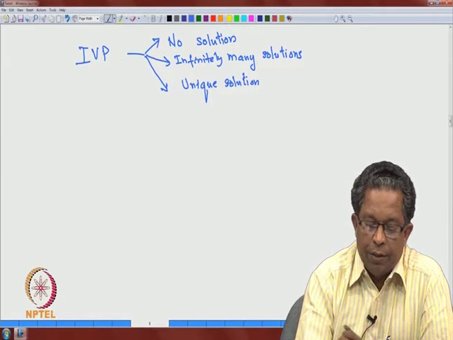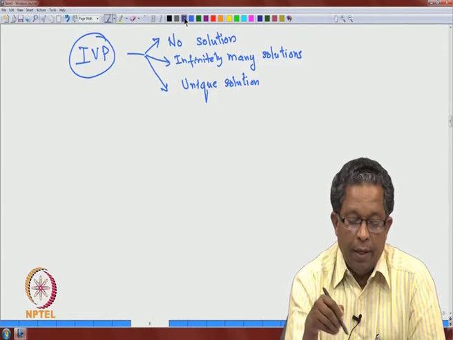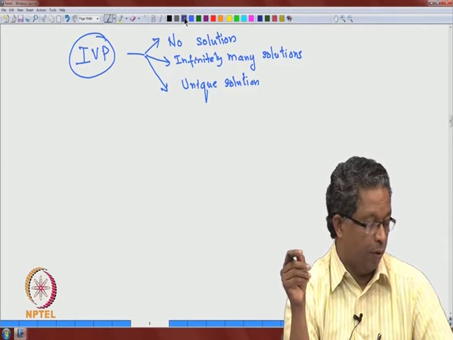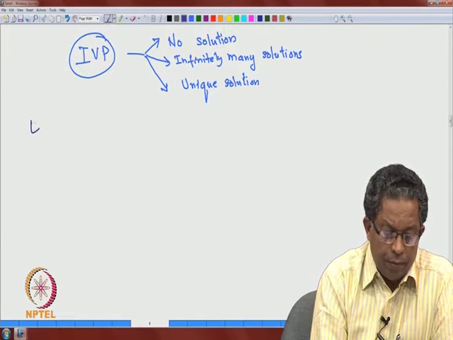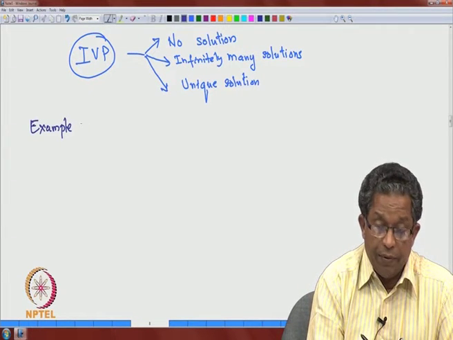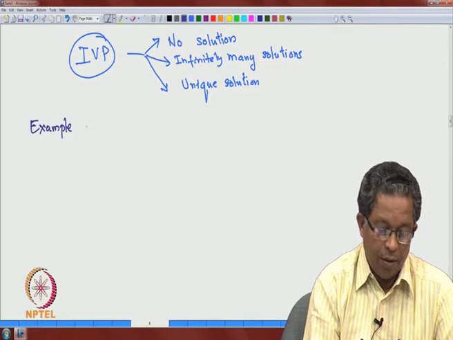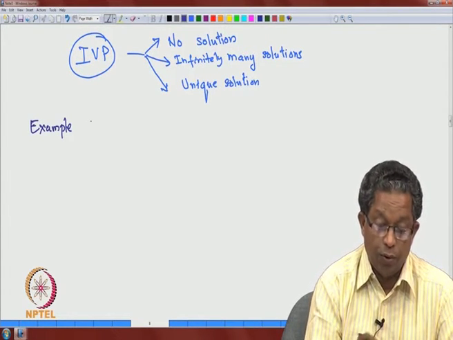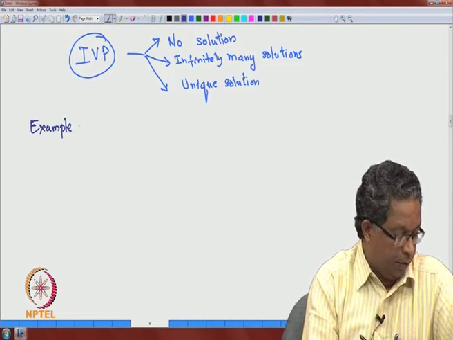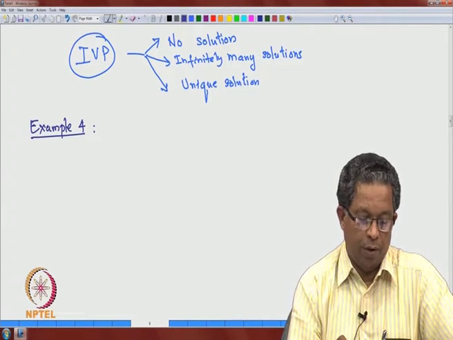So, these three situations, we will look into some examples of initial value problems that have a unique solution, infinitely many solutions, and no solution. So let us first consider a linear case. Later on we will give sufficient conditions to ensure under what condition an initial value problem has a solution and the solution is unique, and all such things we will deal with later.